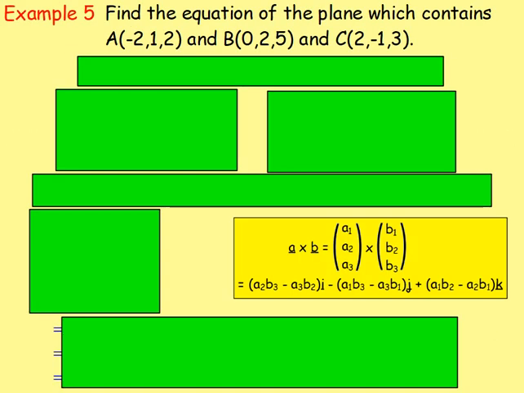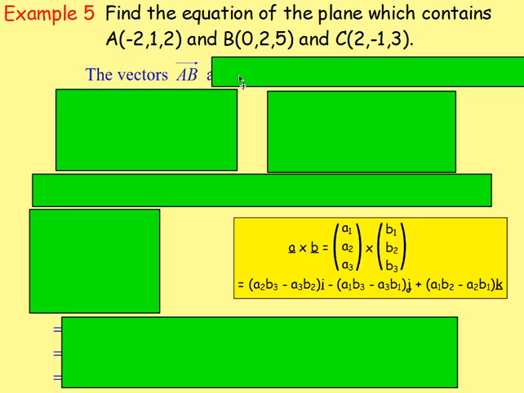Woohoo! Last example, example 5. Find the equation of the plane which contains the points A, B, and C. So A is negative 2, 1, 2, B is 0, 2, 5, and C is 2, negative 1, 3. So how do we do this? Well, if you want the equation of a plane, you need to work out the normal vector. So to work out a normal vector, well, what we can do is we could work out a couple of vectors on the plane. So let's start off saying then that the vectors AB, you can use other vectors, which I'll explain at the end.